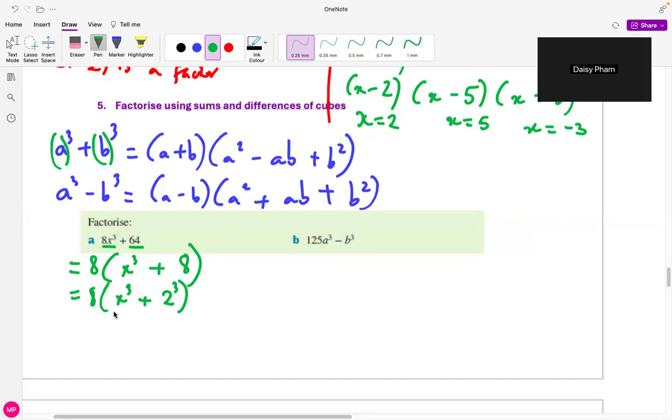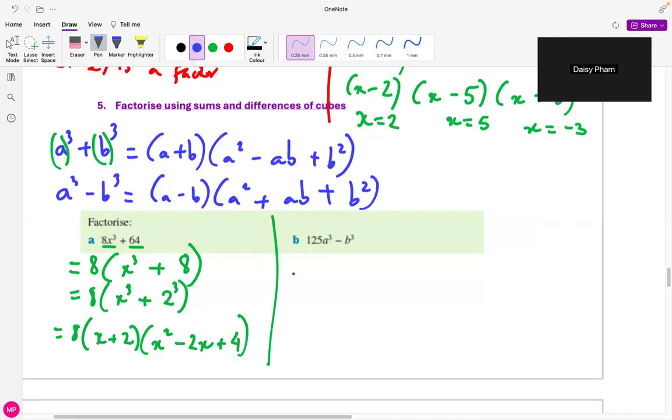Then you apply the formula. So keep the 8 outside, don't touch it. So 8, and then you have x cubed. So a cubed plus b cubed, a plus b, so x plus 2. And then in the bracket, you have a squared, which is x squared, minus ab, x times 2 is 2x, plus b squared, which is 2 squared, like that. And 2 squared, you can write that as 4. And there you go. That's you finish.